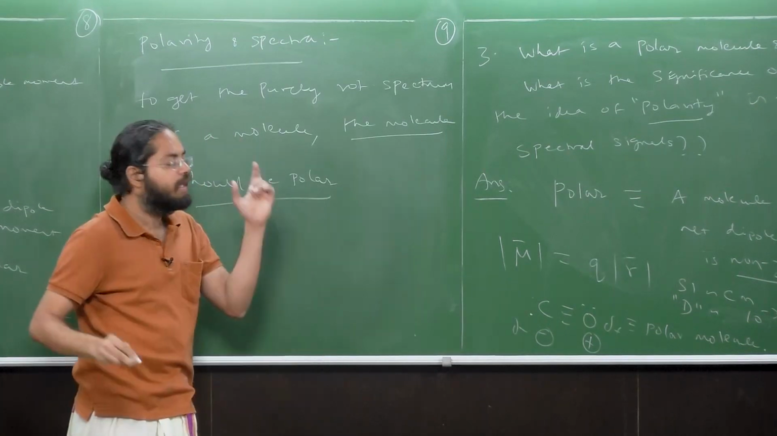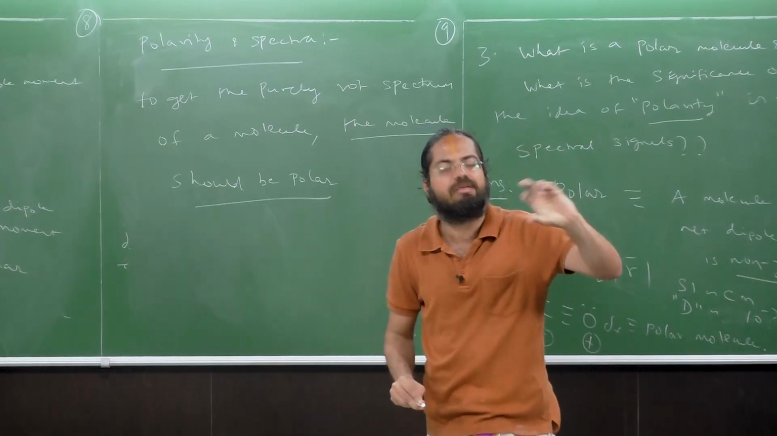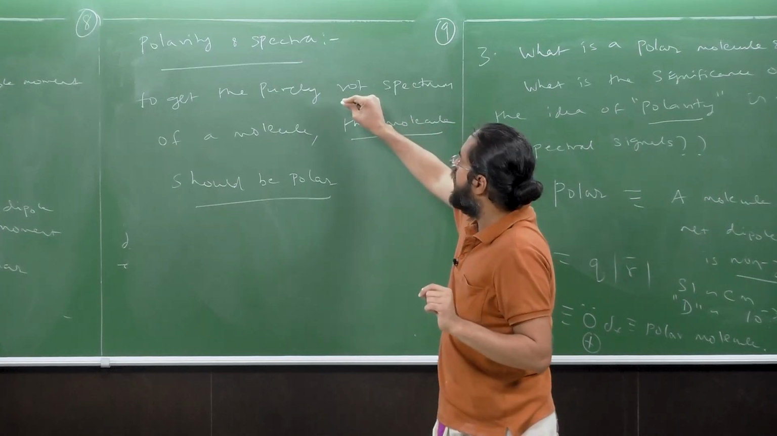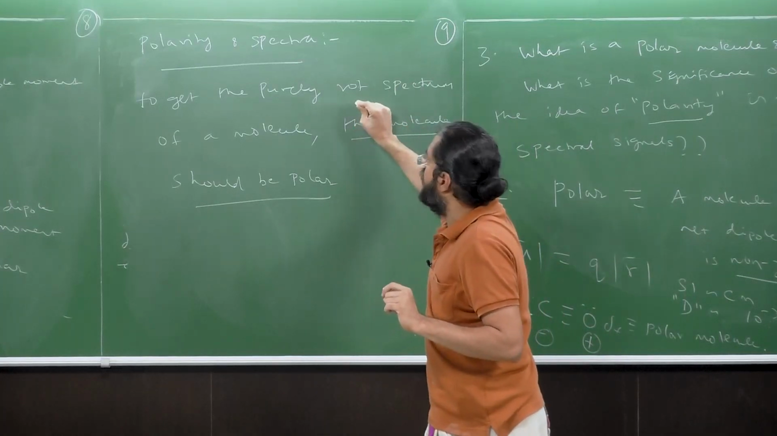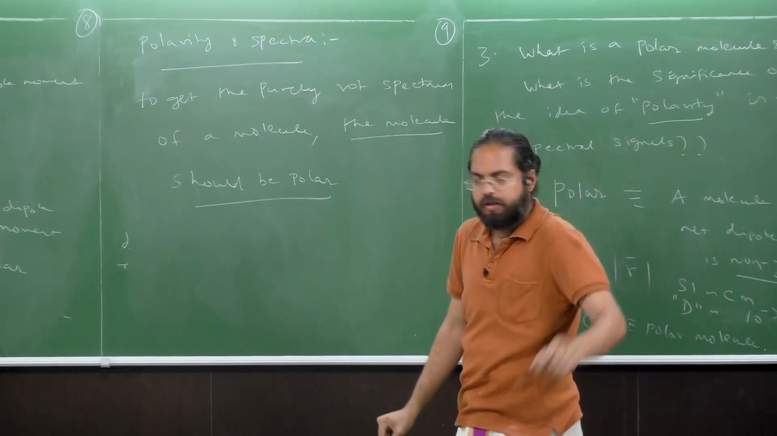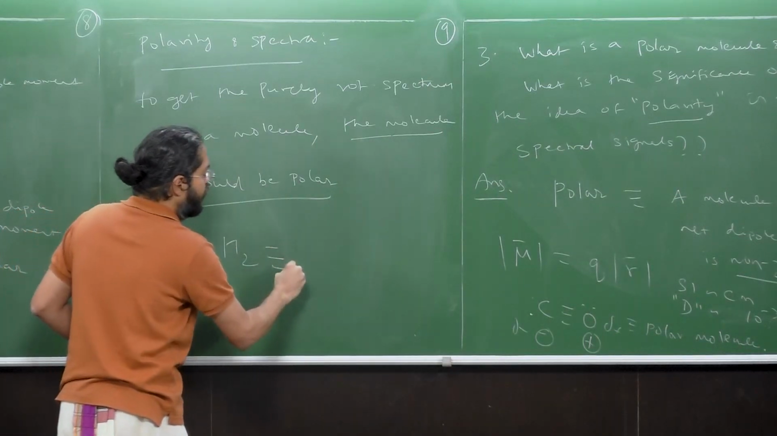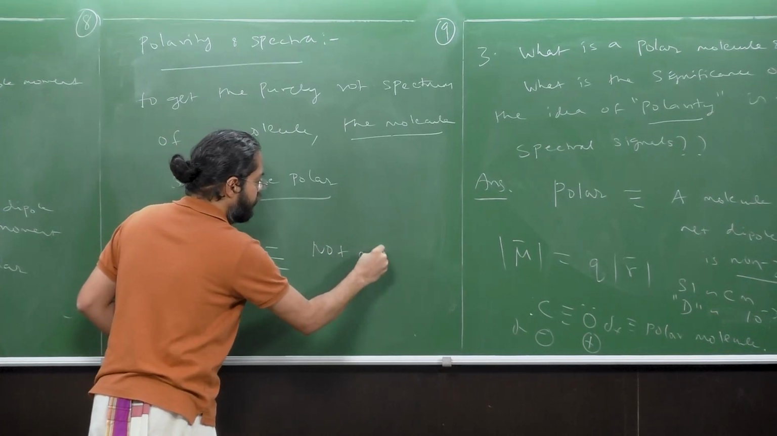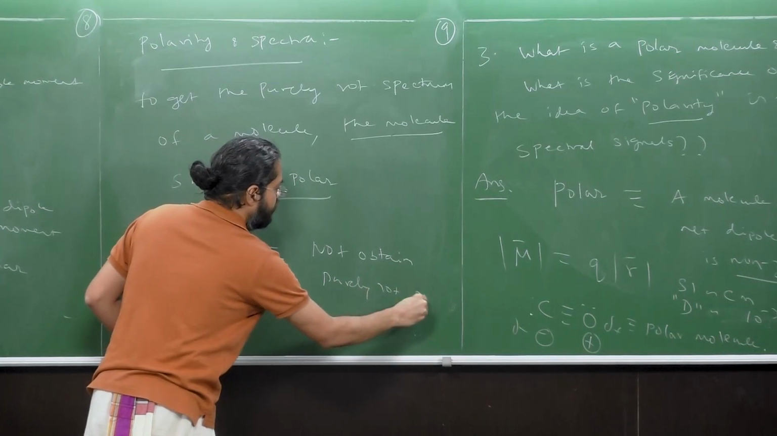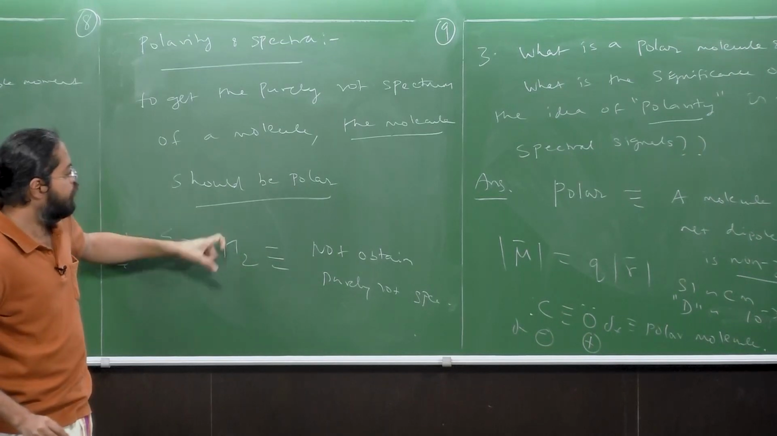Now, I haven't explained the reason to you why. The reason actually follows the laws of quantum mechanics. One can actually derive it, but in this class, we won't be looking into it. But please note that for a molecule to give a rotational spectrum, it should be polar. For example, H2, we cannot obtain the purely rotational spectrum. I'm talking about the symmetric H2 where both the isotopes are the same.